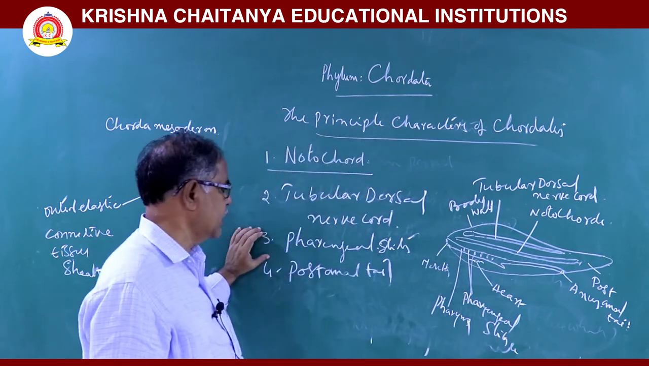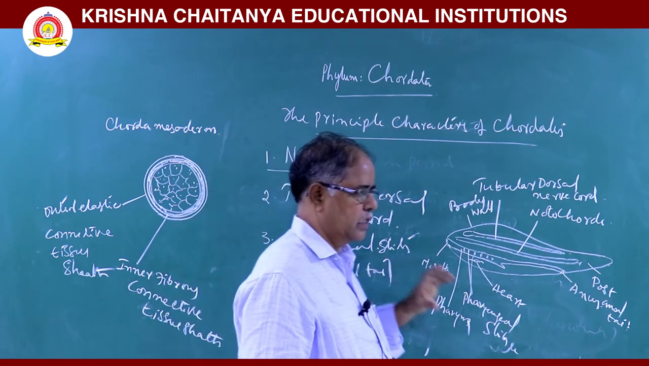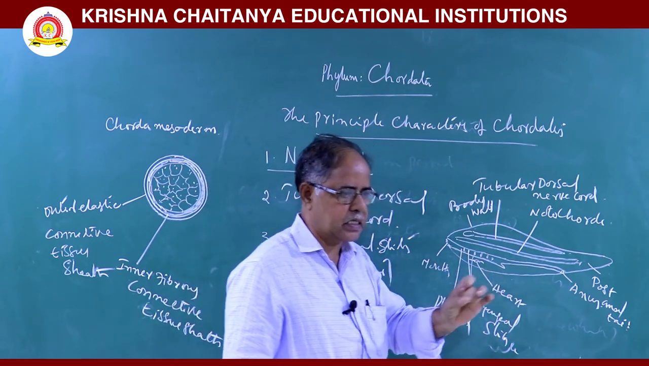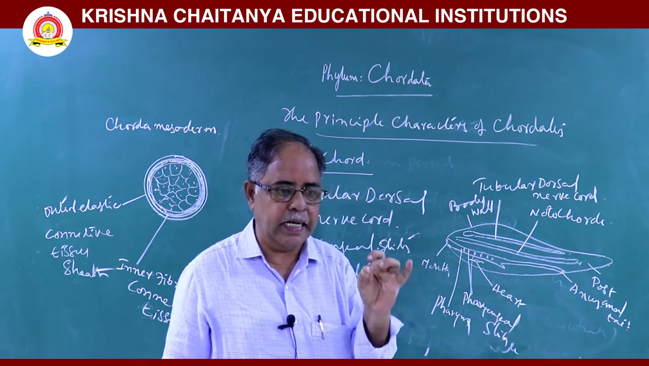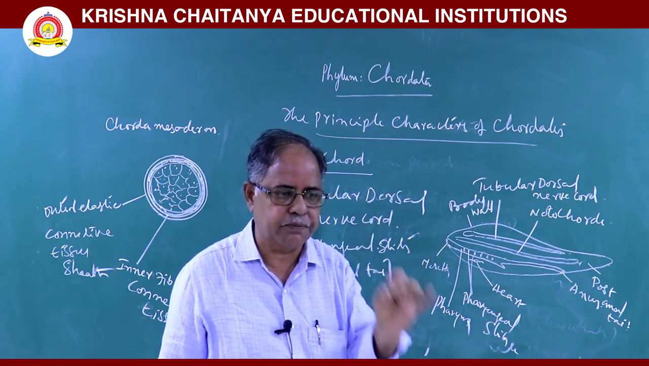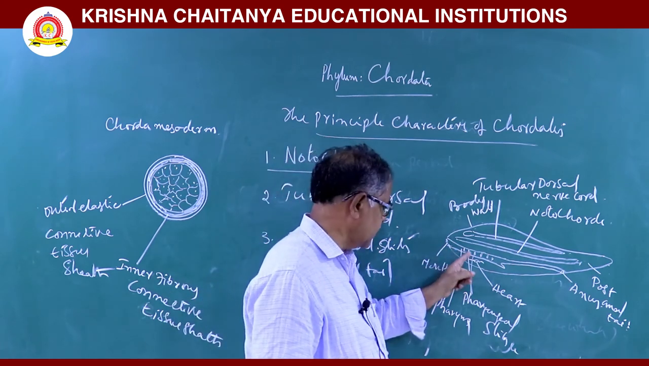Third one is pharyngeal slits. These pharyngeal slits are a series of lateral perforations on the wall of the pharynx.